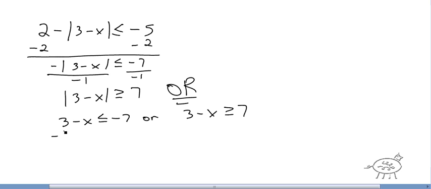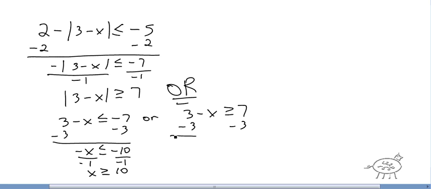So we solve each one of these. We get negative x is less than or equal to negative 10. Divide both sides by negative 1, and actually we switch around the inequality sign again. And same thing with this one. That's going to be 4. Divide by negative 1. X is less than or equal to negative 4. Okay, but that's no big deal.